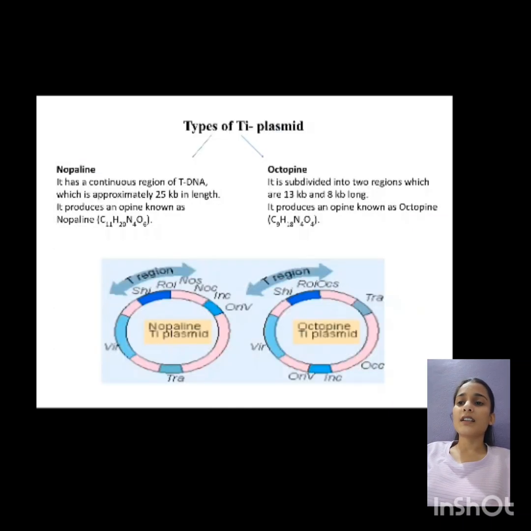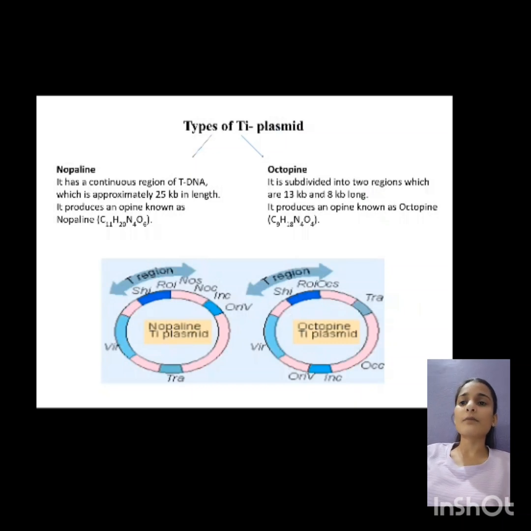There are basically different types of opine formation that occur in the plasmid, or we can say there are different sequences which are responsible for different opine formations. So basically I have taken two examples, that are nopaline and octopine. Nopaline has a continuous region of tDNA which is approximately 25 kilo base pair in length, and it produces an opine known as nopaline. And octopine is subdivided into two regions which are 13 kb and 8 kb long. It produces an opine known as octopine.